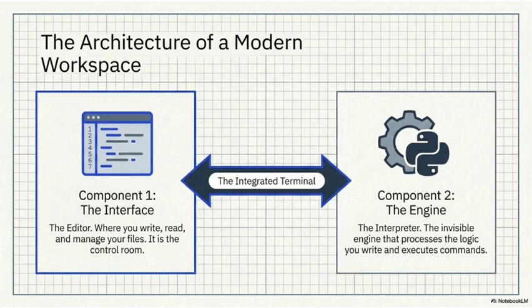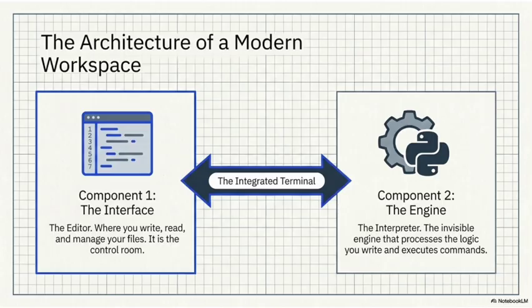A modern Python development workspace is exactly 2 components, and they communicate through an integrated terminal. Component 1, the editor, the interface. Visual Studio Code, or VS Code, is where you write, read, and manage your files. It's the control room. Component 2 is the engine, the interpreter. The terminal is the invisible engine that processes the logic you write and executes commands.